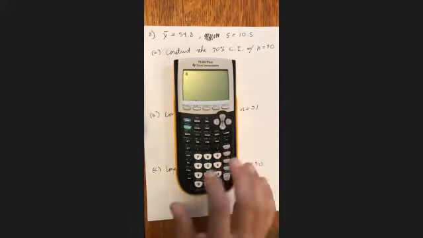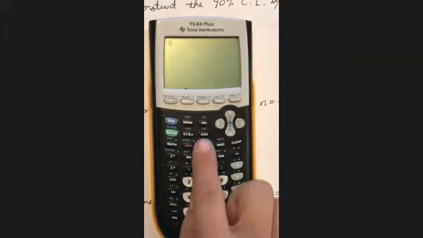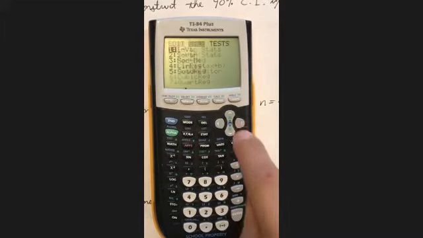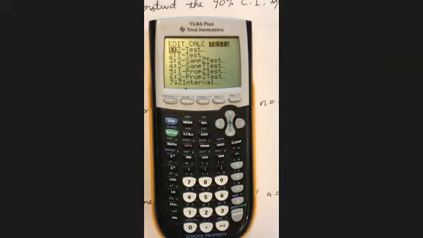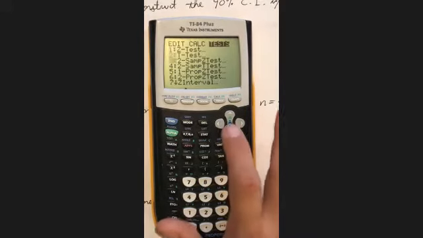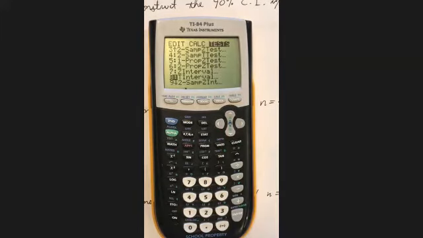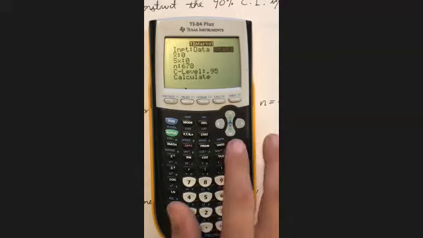So I'll zoom in. I hit the stat button. Then I cursor over to tests. And then I go down till I get to t interval, number 8, t interval. We're using t because with an unknown population standard deviation, we have to use a t distribution.